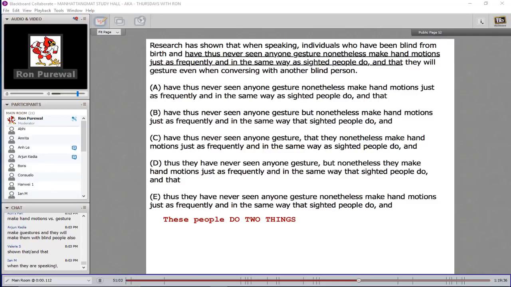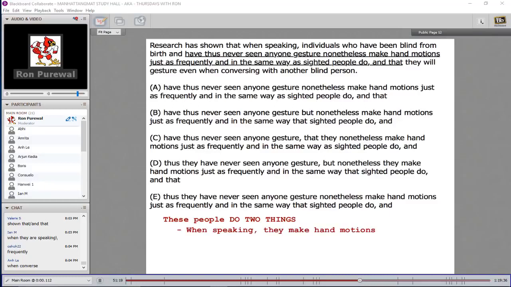Do they make them all the time? They make them just when they are speaking. So when speaking, not randomly, when speaking, they make hand motions. And then they will gesture is not underlined. They will gesture when conversing with another blind person. I mean, the point is that these modifiers do need to be roped into those parallel structures because they're important.